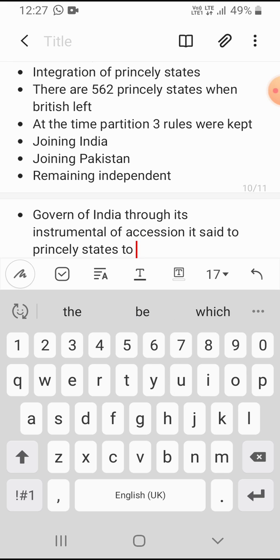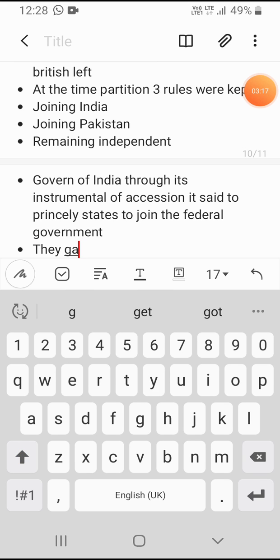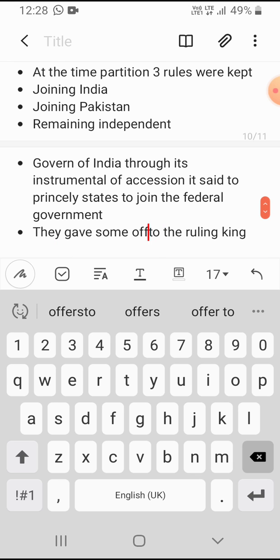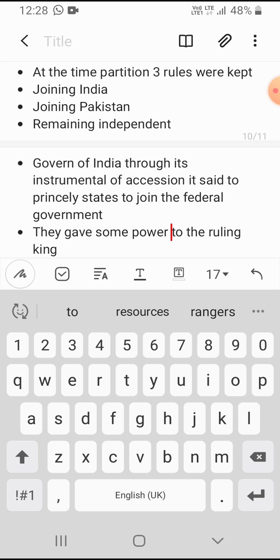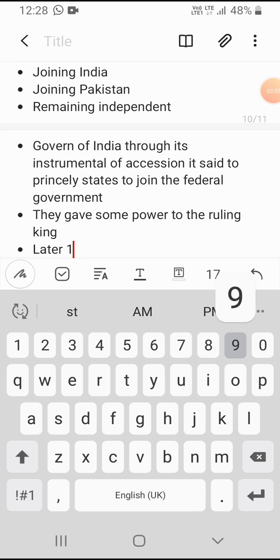To join the federal government. It said to join India. They gave some special offers to the ruling king, meaning they gave some special power to the ruling king who was ruling, as well as later in 1971 it was taken back.